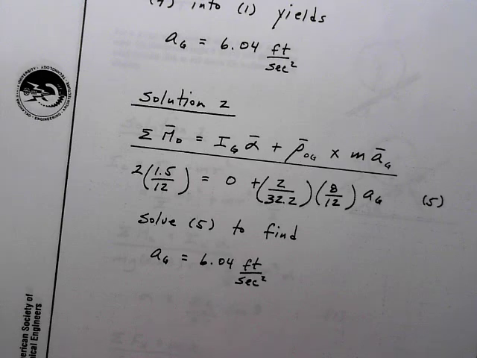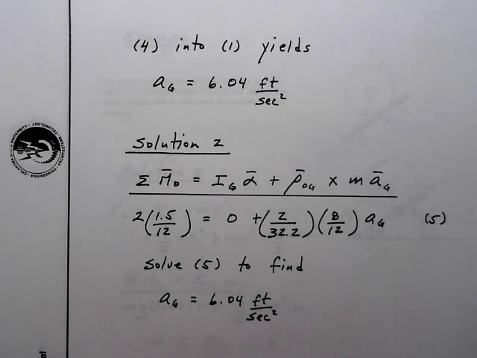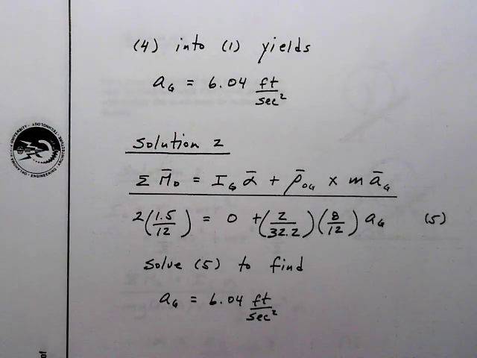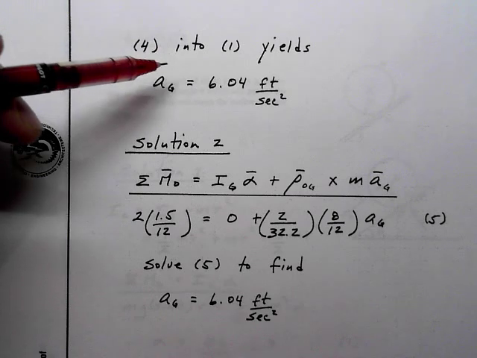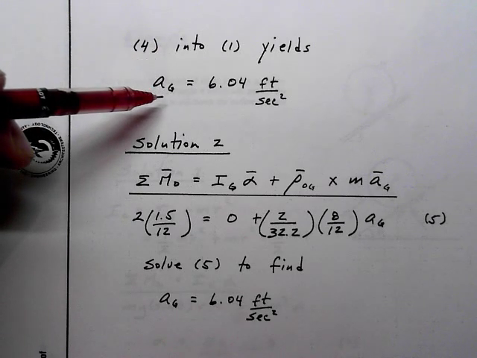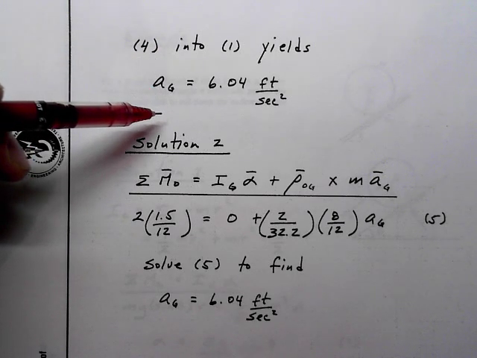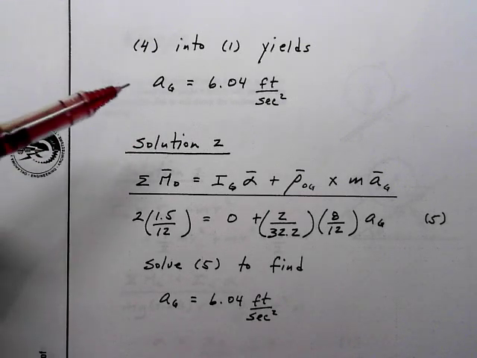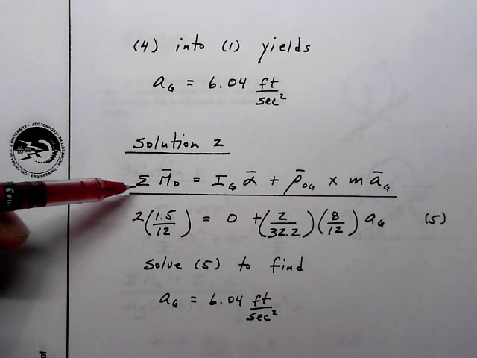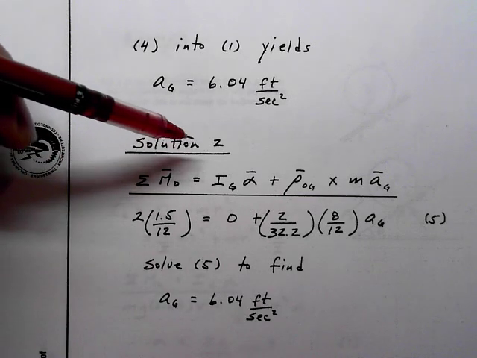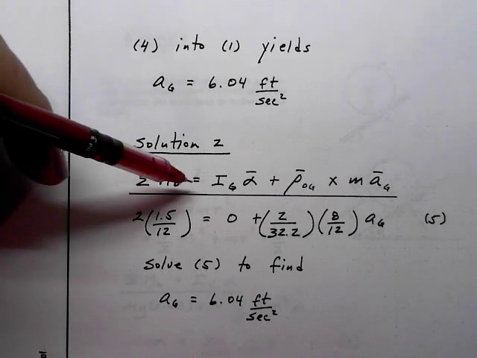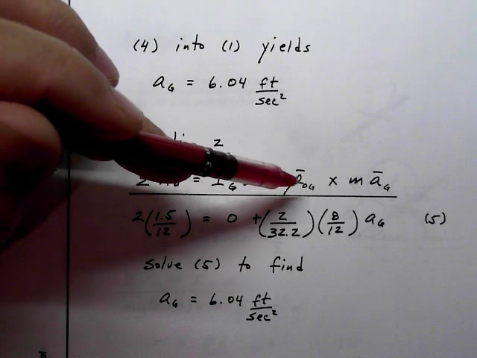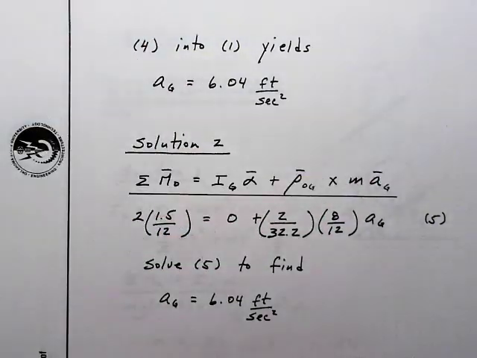So yes, popping the friction force into the acceleration equation, as I just pointed out, will give us an acceleration of 6.04 feet per second squared. Okay, now an alternative solution to the entire problem is to use the alternative form of the moment equation. Sum of moments about a center O is equal to I_G alpha plus rho cross m a.